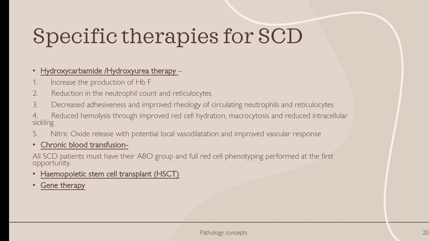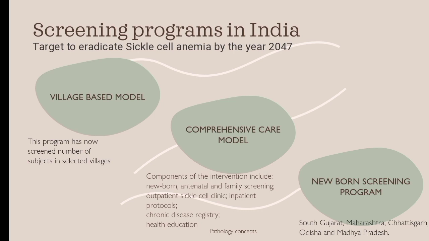The second is chronic blood transfusion. Third is hematopoietic stem cell transplant treatment. And fourth is gene therapy. The three main models working in India as a screening program for sickle cell disease are the village based model, comprehensive care model and newborn screening model.